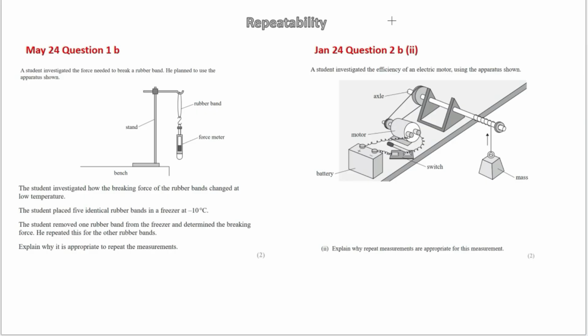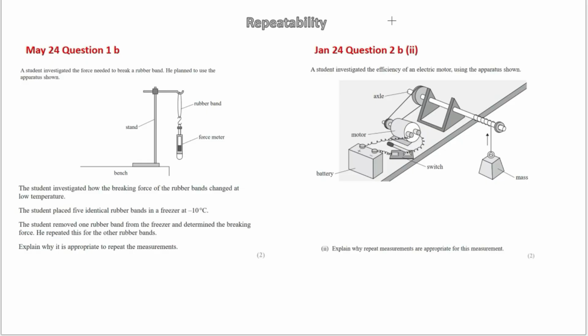The next concept is repeatability. Whether it's a good idea to repeat the experiment. Right? So the first question we'll be looking at is of May 24, question 1b. A student investigated the force needed to break a rubber band. The student investigated how breaking force of the rubber band changed at low temperatures.